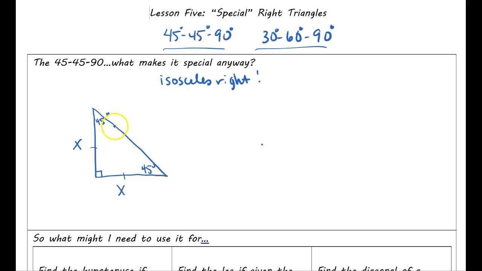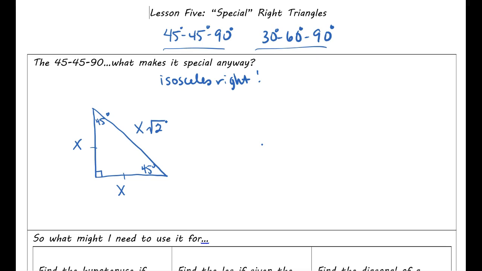Now it's definitely bigger than these other two, but what's cool is it's always bigger than these two by a factor of the square root of 2. So if this was 3 and this was 3, then that would be 3 square roots of 2. And that's just the way that it always works.